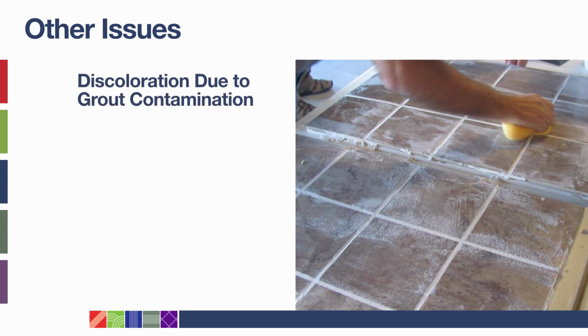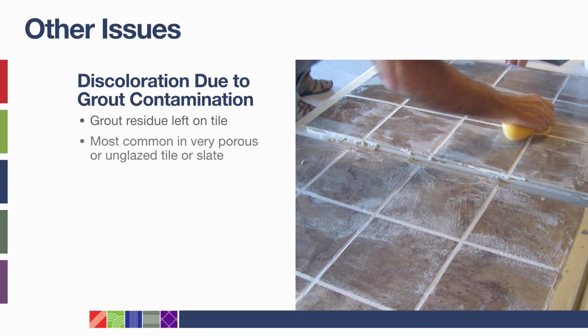Tile contamination from grout applications can also negatively affect tile appearance. This can occur when the installer leaves a grout residue on the tile during the grouting process, causing a hazy appearance or, even more, dramatically discoloring it. Tile contamination is especially common in very porous or unglazed tile and slate. Porous and unglazed tile and slate have a surface that grout attaches to very easily.